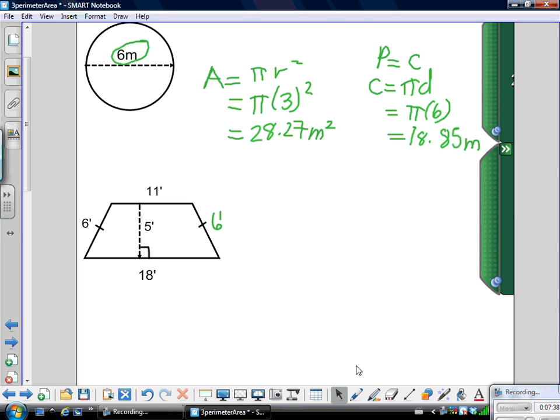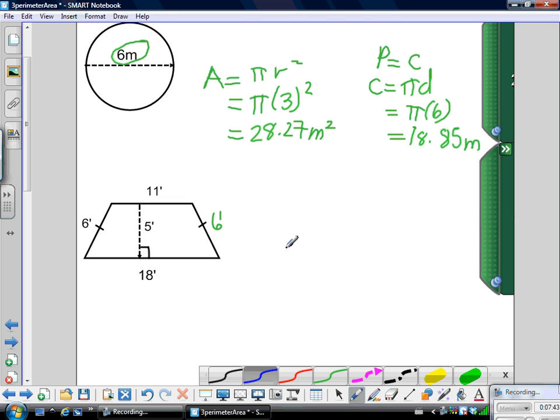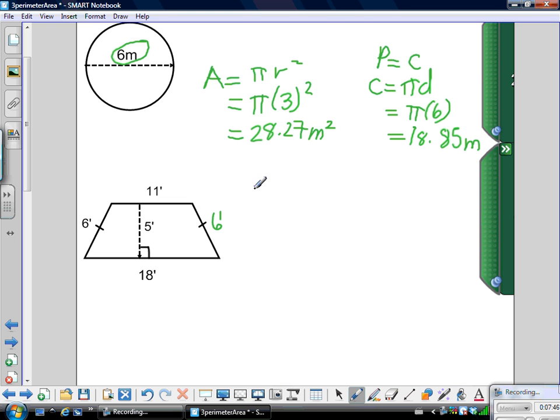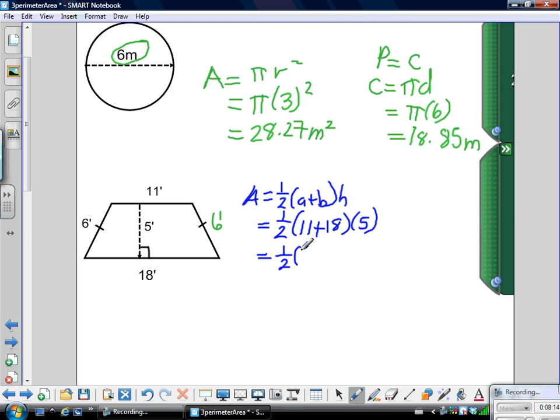And let's switch to blue. So we have area equals 1/2 (A plus B) times the height. Substitute in our values, 1/2, (11 plus 18), multiplied by our perpendicular height which is just 5. Then it's just a matter now of doing some calculations.